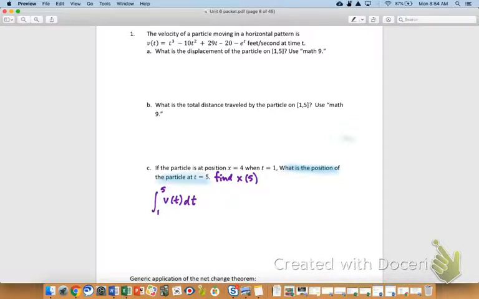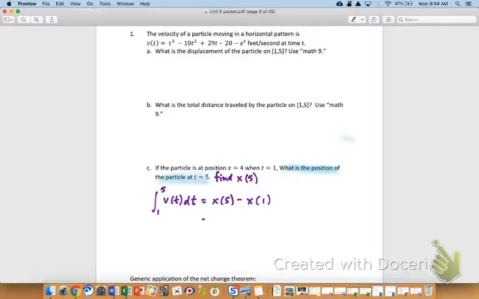Say, yeah, that's how I can get position. That's right. Here's what I would say: this equals x of 5 minus x of 1. I'm just using FTC, or really the net change theorem. The definite integral of a rate gives me the amount of change.